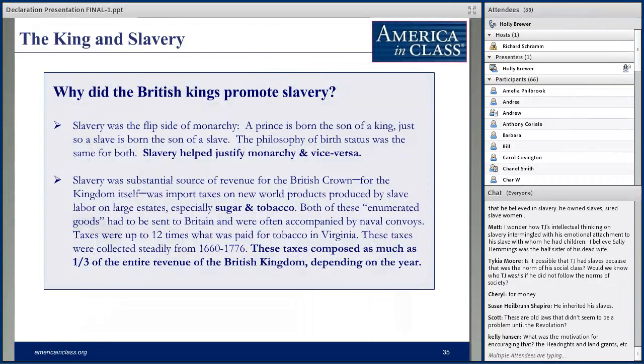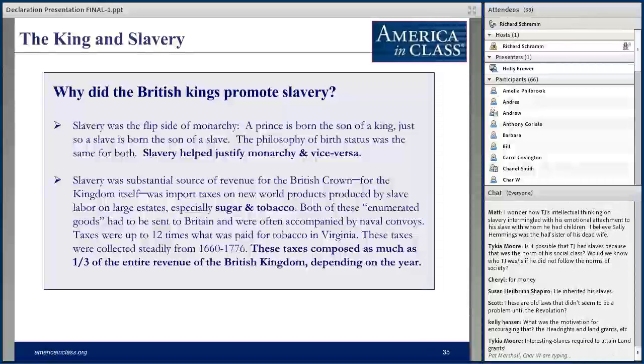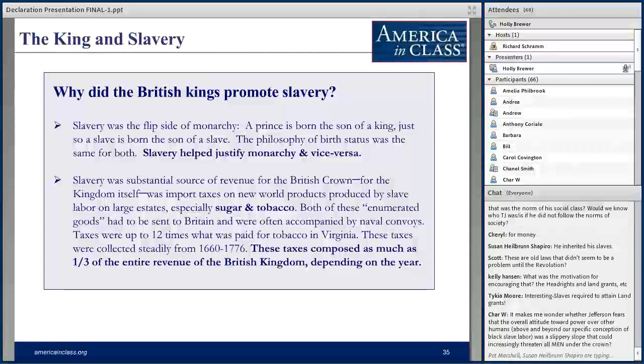If I could just interject, we have a really good question here from Scott. He points out that these are old laws that didn't seem to be a problem until the Revolution. So Scott may be suggesting there that perhaps Jefferson's claim that the Crown forced slavery upon the colonies is a bit of a rationalization.